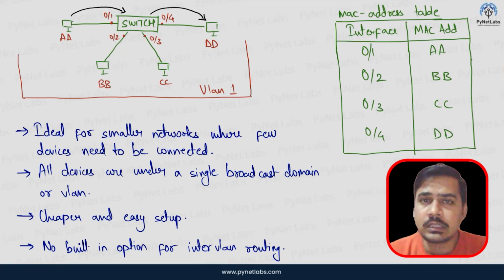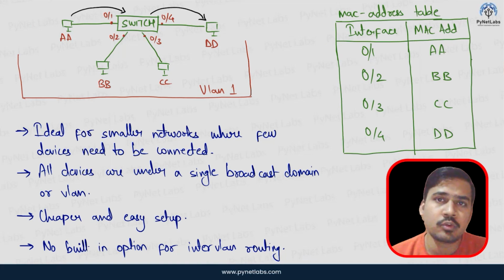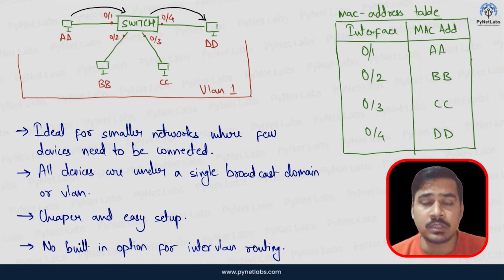Another thing about layer 2 switch is that if you only want to communicate within a single VLAN or within a single broadcast domain, then it won't be an issue. But the moment you try to add multiple VLANs and communicate across those VLANs, that could be a challenge, because a layer 2 switch doesn't have any built-in option for inter-VLAN routing. If you wish to do inter-VLAN routing, then you either have to purchase a layer 3 switch or add a router with your switch to make sure that the data coming from one VLAN is able to reach the other VLAN.